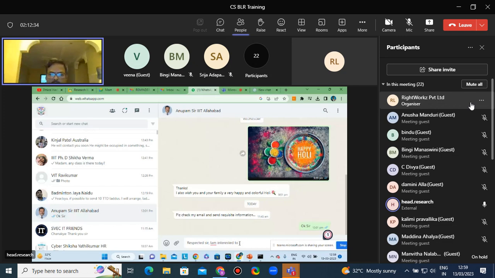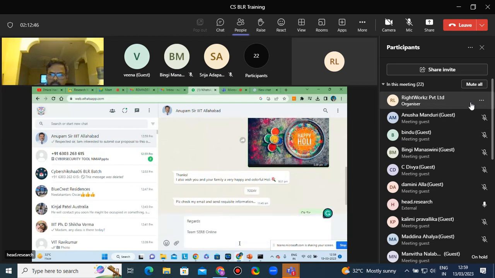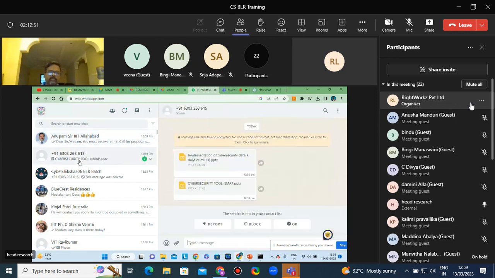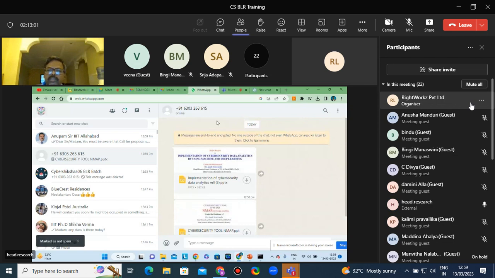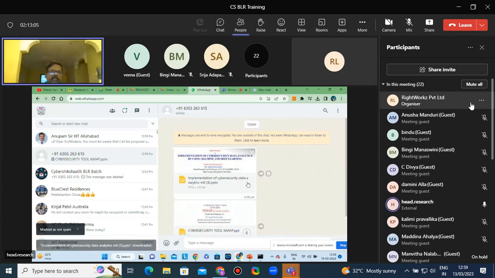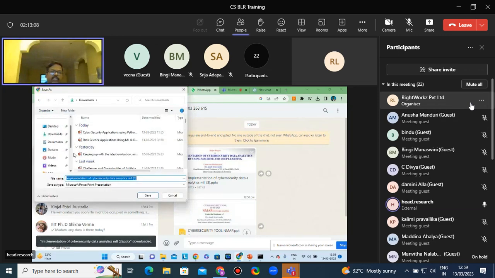Please send now. One batch, who's this batch? Implementation of cyber security data analytics. Srija, this is your batch. So group 1. So I'm Cyber Shiksha, group 1.